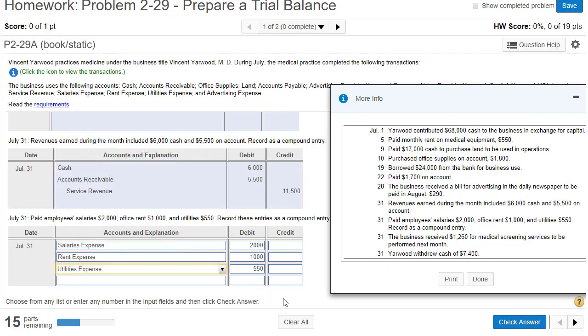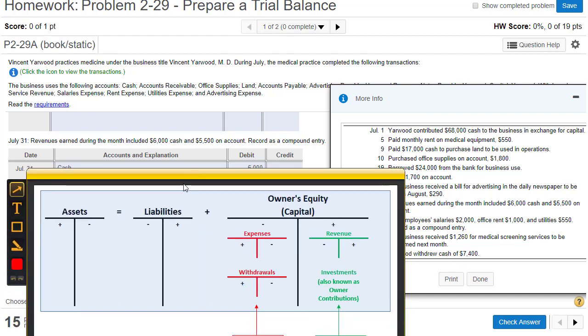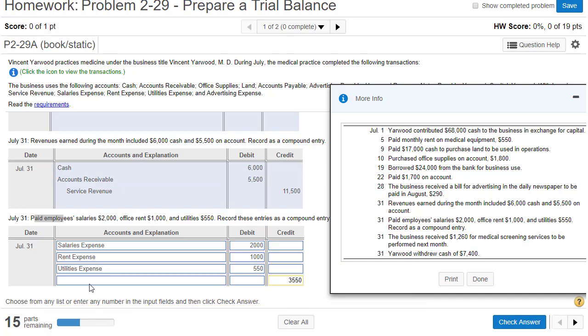And then we have to figure out what the credit is. The credit is going to be adding up all these. So we got $3,550. And because it says we paid, that means cash is involved. Cash is going down, so that's why cash will be the credit account.